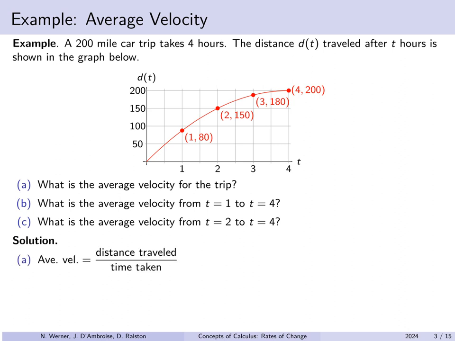Well, for the average velocity, we simply compute the distance traveled divided by the time taken to travel that distance. For the entire trip, that's 200 miles over 4 hours for an average velocity of 50 miles per hour.